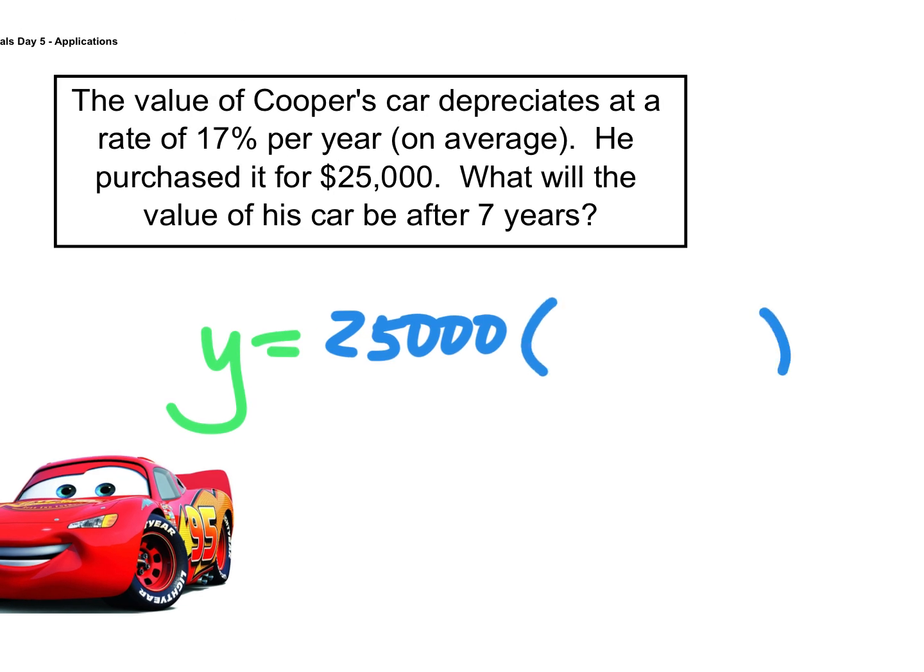There's not many alwayses in life, but in this unit, you always start with a 1 in there. But you don't always do plus. If it's going up, you do plus. And in this case, it's going down, so you go minus. And I hope you know 17% down would be 0.17 to the 7th.